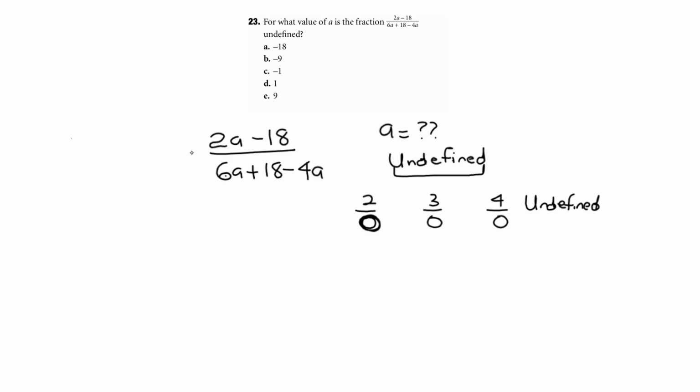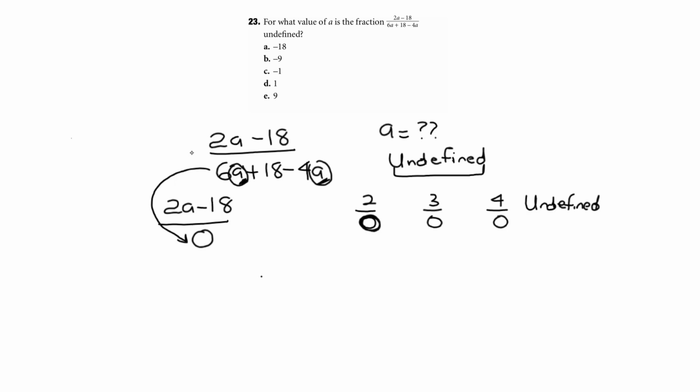So they want a certain value of a which will make this whole thing undefined. That means we want to find ways of getting 2a minus 18 out of 0. That is what we call undefined. So there is a certain value of a. When we put it in here, it will take us to 0. When you plug it in, it will give us a 0.